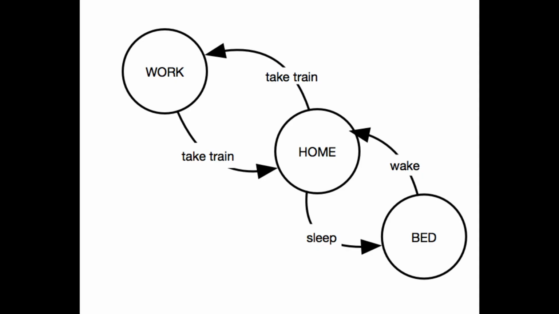You could think of this as being at work, home, or in bed. And now, to get from home to work, you have to take the train, and to get from work to home, you have to take another train. To get from home to bed, you have to sleep, and to get from bed to home, you have to wake. Work, home, and bed are states, and wake, sleep, and take train are transitions.